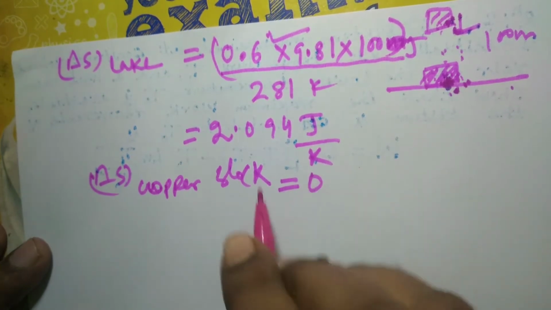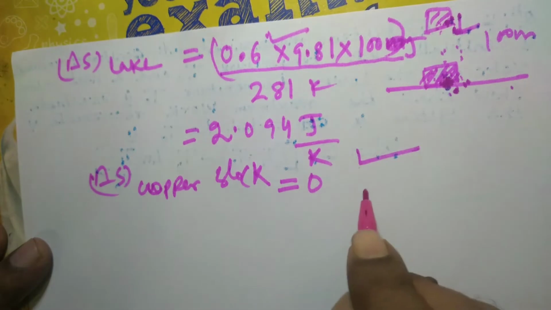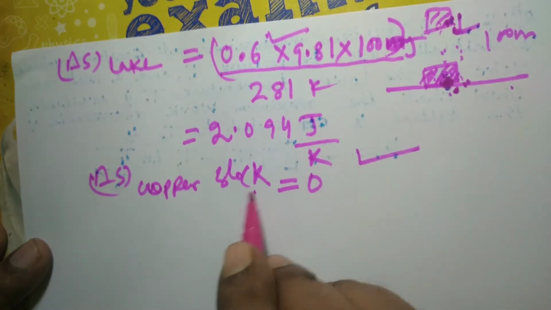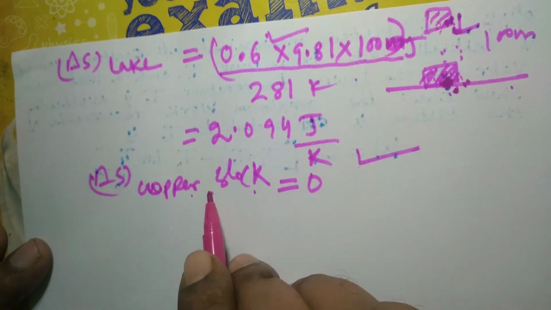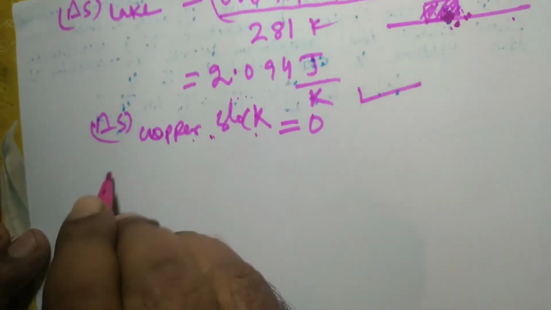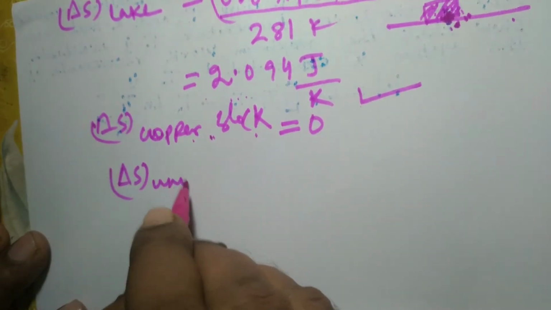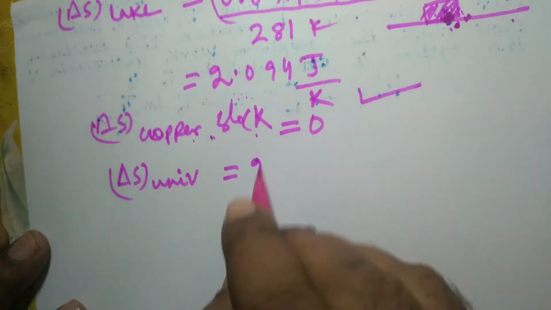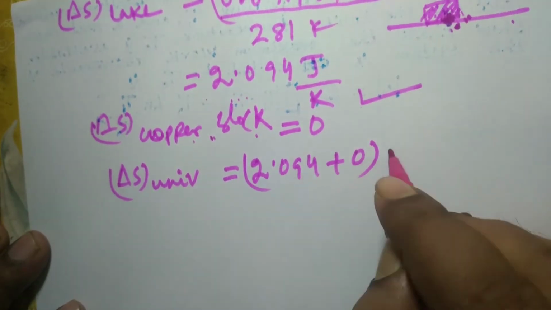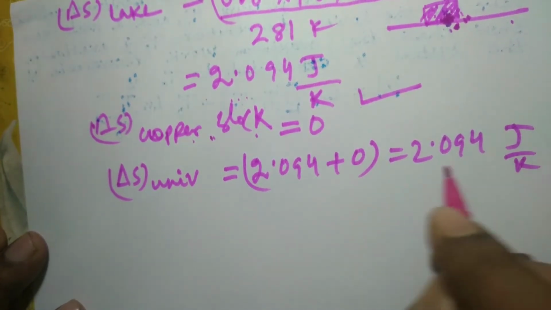Delta S of the copper block is 0 because the temperature of the copper block is 8 degrees Celsius and the temperature of the lake is also 8 degrees Celsius. So its change in entropy would be 0. But delta S of the lake here is 2.094 joule per Kelvin. That means delta S of the universe in this case is 2.094 plus 0, that is 2.094 joule per Kelvin.